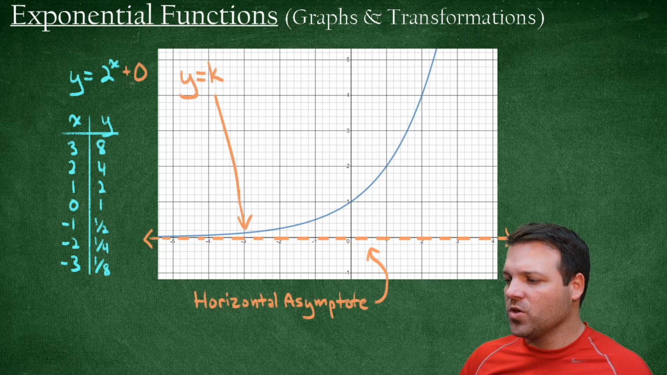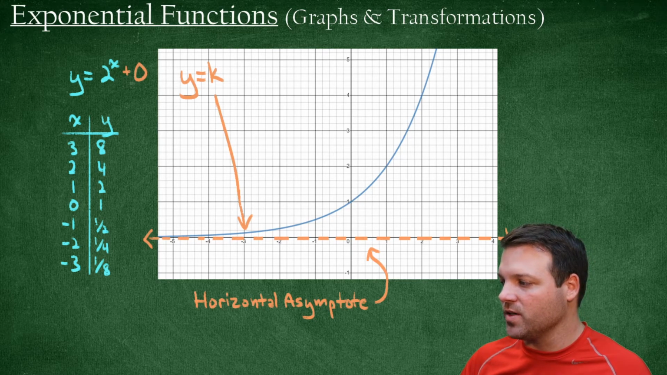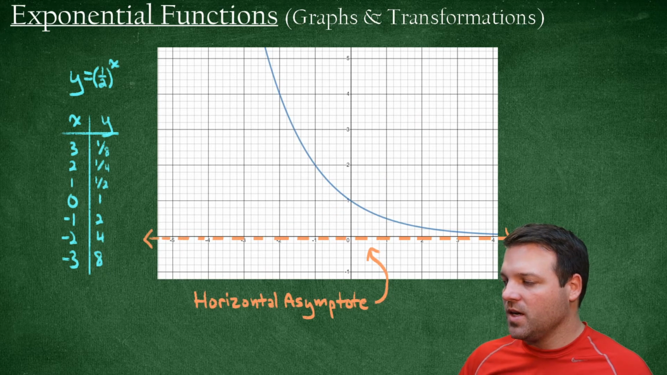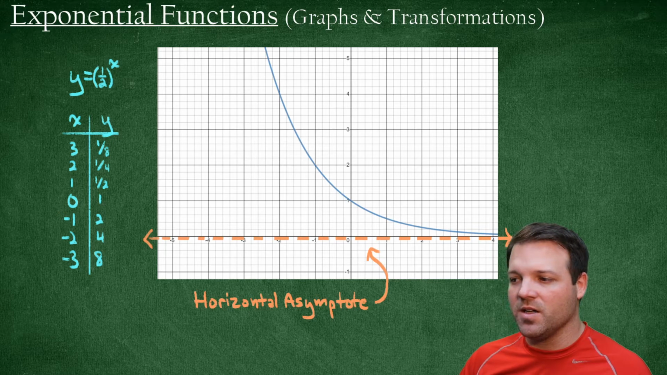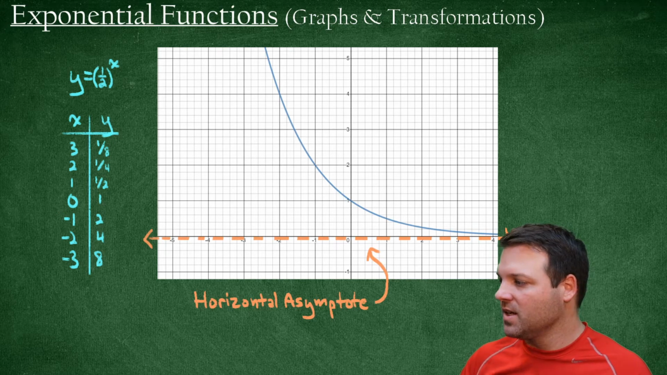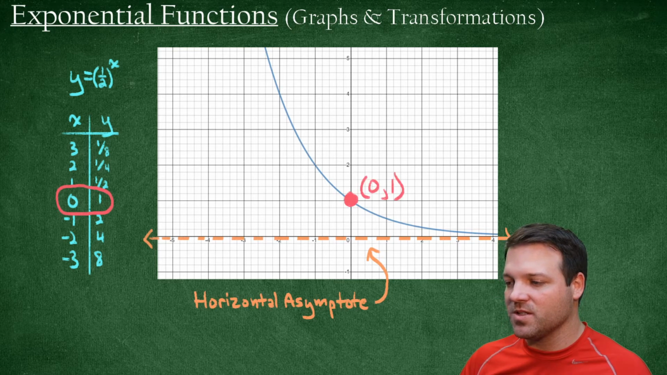All right, so real quick, just to repeat, how do we get the actual horizontal asymptote? Well, we just take the k value. It's just y is equal to whatever the k value is. All right, and then just to switch here, so this was y is equal to 2 to the x. Of course, it doesn't matter if we have y is equal to 1/2 to the power of x. We still follow the exact same processes.